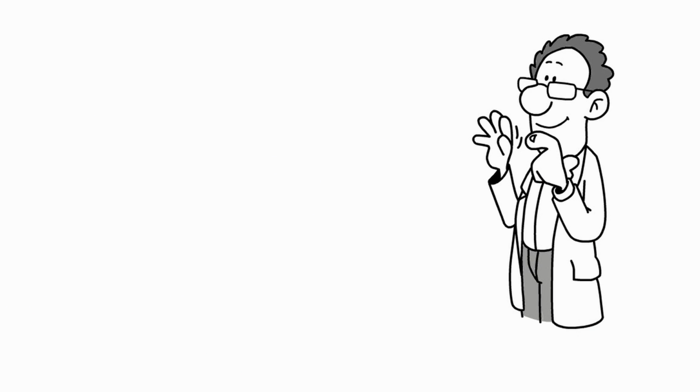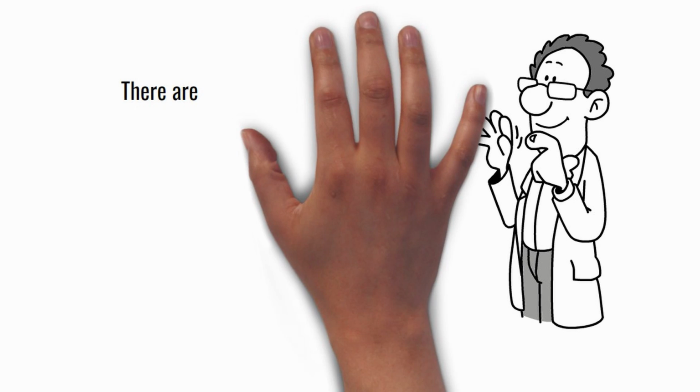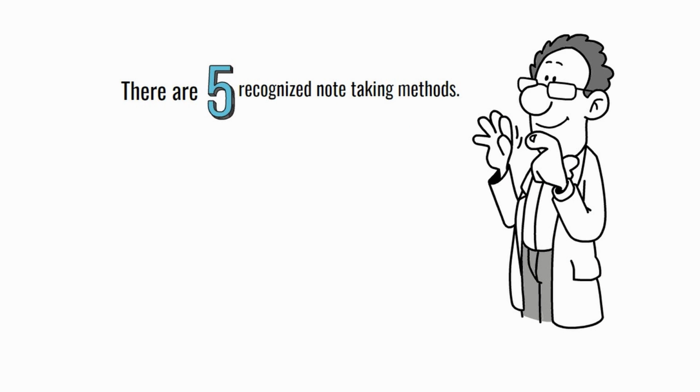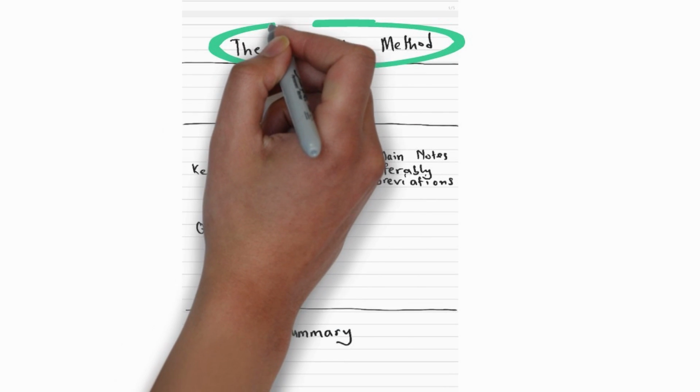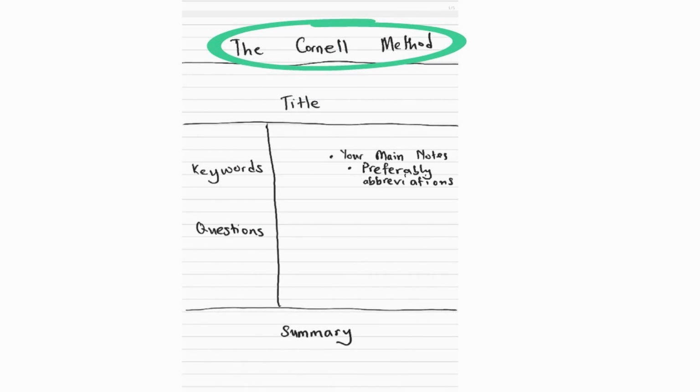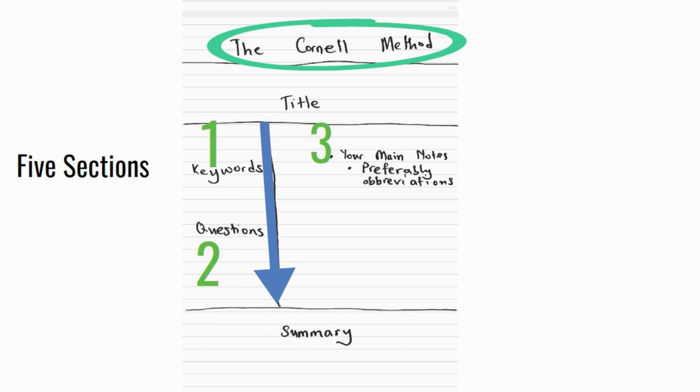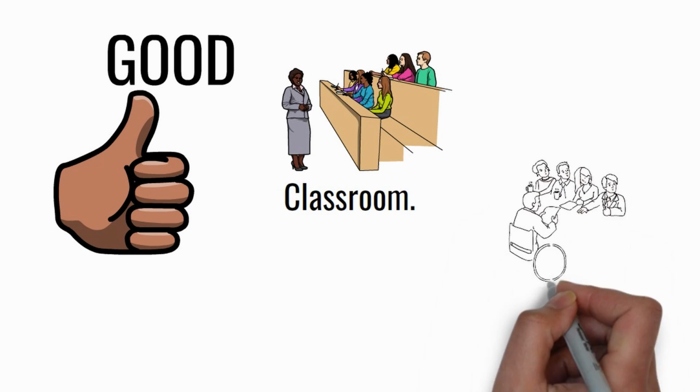Generally, there are 5 recognized note-taking methods. The first is the Cornell Method. This has been around for decades and was created at Cornell University in the United States. It is done with 2 columns and a 4 or 5 page section comprising keywords, questions, recite, reflect, and summary. It also doubles as a very effective study method. It is ideal for all types of lectures or even meetings.